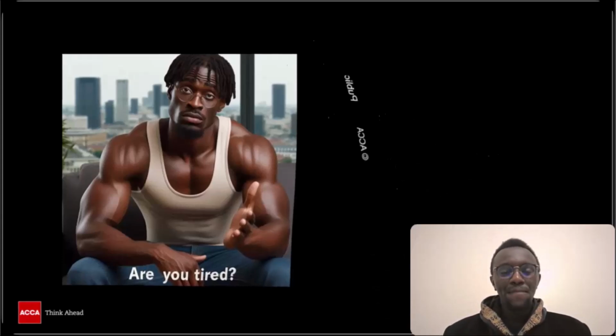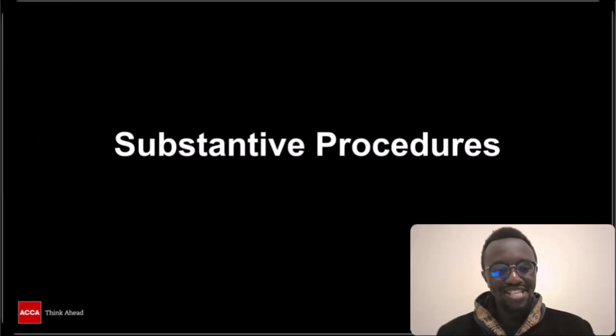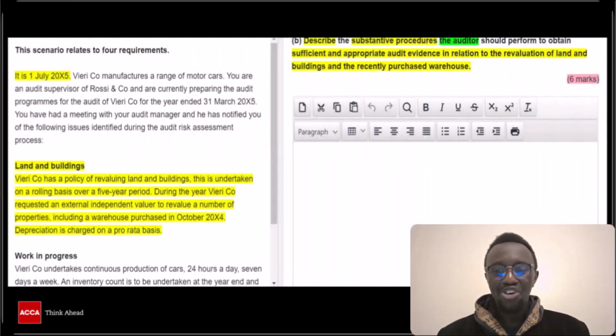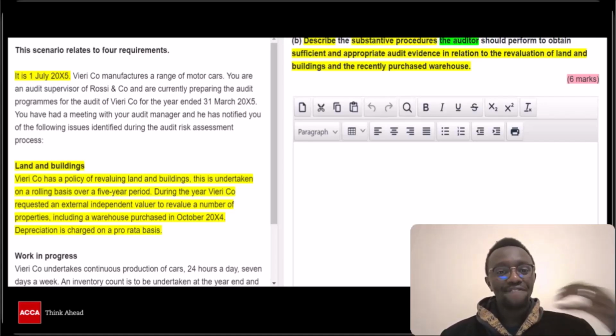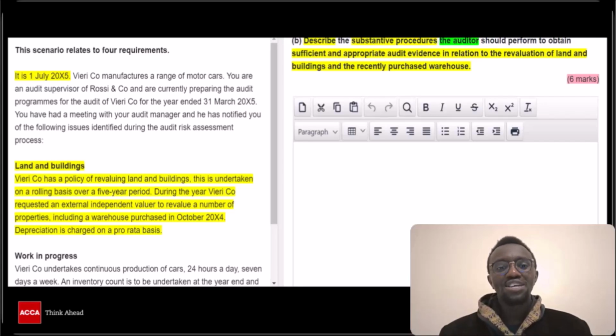Just one more. Let's touch on substantive procedures. All right. I hope you're learning. I hope you're enjoying ourselves. So look at this again. Describe the substantive procedures the auditor should perform to do what? Obtain sufficiency, appropriateness. All right. And you look at these definitions in chapter 15 in your study hub. Sufficiency, the aspect of quantity, appropriateness, relevance and reliability, in relation to the revaluation of land and buildings.